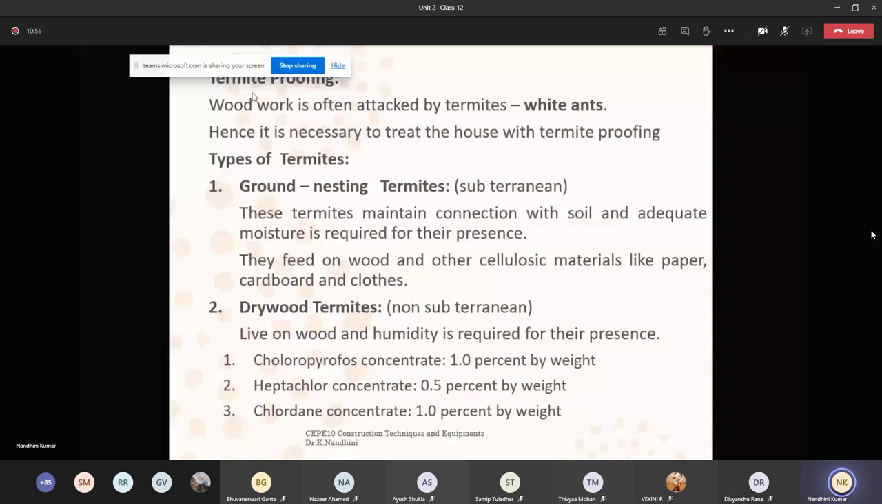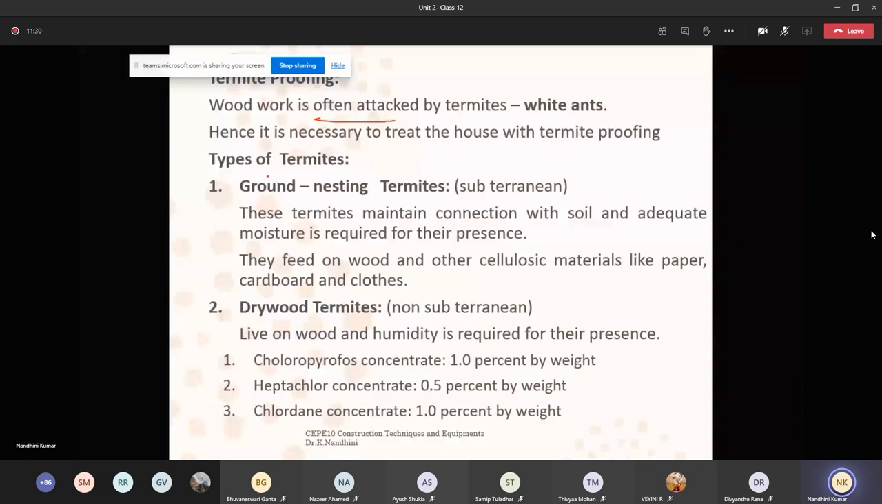Okay. Termite proofing. Why are we going to do termite proofing? We are in a position to destroy this growth of termites and we have to save our structure, because our wooden frames, windows, doors, everything is getting attacked by termites. We have to prevent it. These termites are nothing but the white ants. It's locally called white ants. Hence, it is necessary to treat the house with termite proofing. We are going to just stop the growth of these termites.